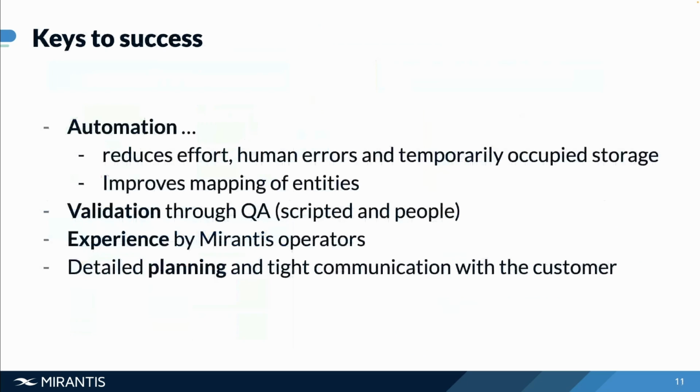So the key to success here is definitely automation. We can't do that manually. We need to reduce the effort. We need to reduce the amount of errors that we can make while doing it manually. And we need to migrate as many VMs as we can within a given maintenance window, right? That's what we want to achieve, because we don't want to maintain the two systems in parallel for a long time.